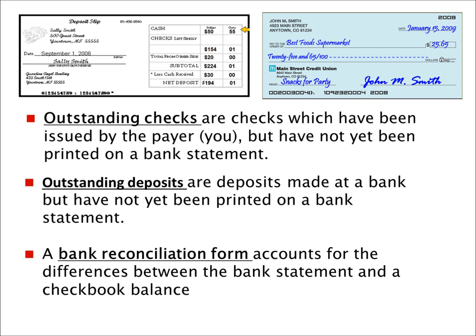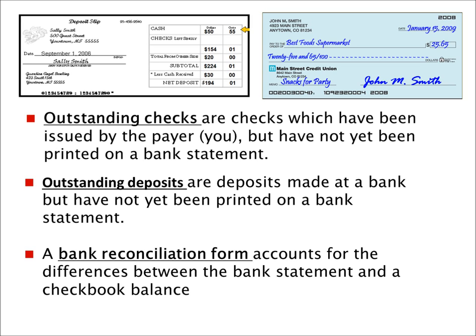An outstanding check is a check that has been issued by you. You filled it out, you gave it to the payee, but it has not yet been printed on your bank statement. So why could that be? Well, let's say that I wrote out a check today and I gave it to a payee, but maybe they haven't cashed it or deposited it yet. Maybe they were going to hold on to it for a couple of weeks.